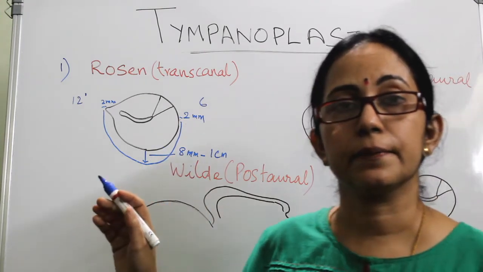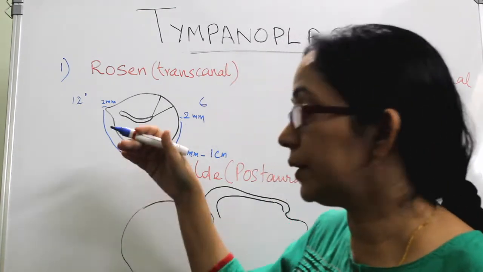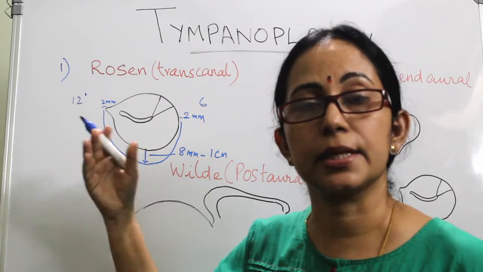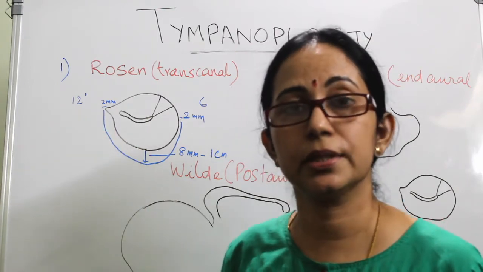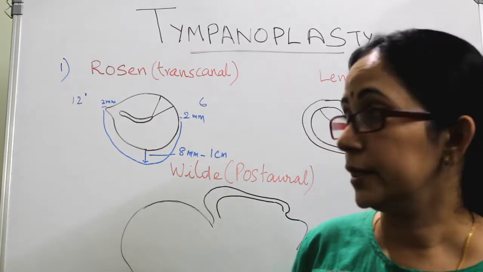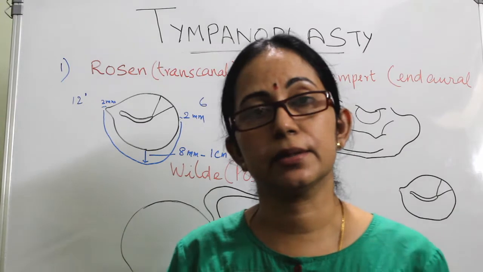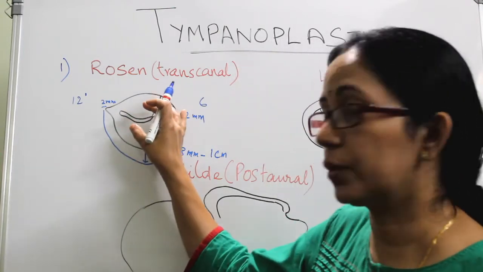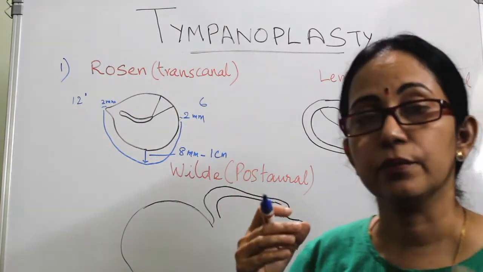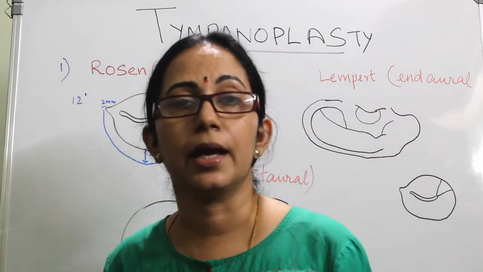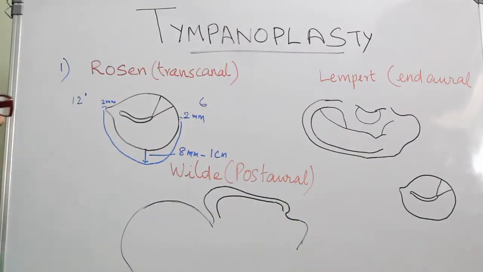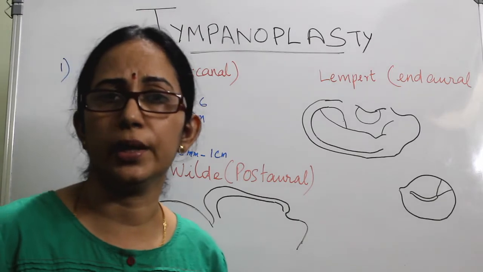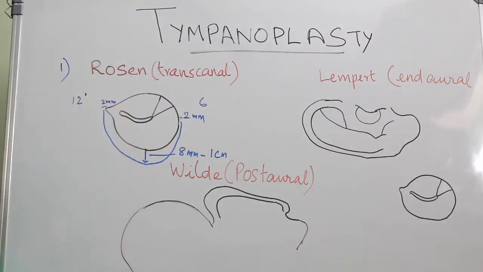The advantage is that it is easy to perform, with easy elevation of the tympanomeatal flap and opening of the middle ear. It is otherwise called a lateral tympanotomy approach. It is comparatively easy to perform, but the disadvantage is that one hand will be on the speculum. So we have to keep a speculum here, then only this incision can be done. So one hand is always engaged, and it needs some expertise, and there can be a chance of bleeding while you elevate the flap. Okay, so that is Rosen's transcanal incision.